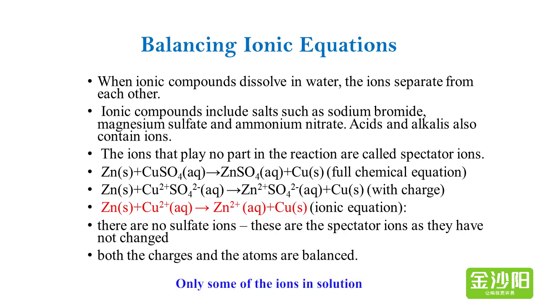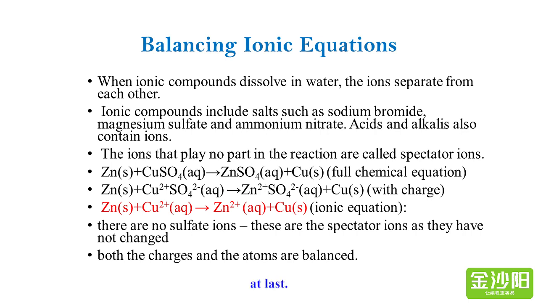Only some of the ions in solution take part in these reactions. The ions that play no part in the reaction are called spectator ions. An ionic equation is simpler than a full chemical equation. It shows only the ions or other particles that are reacting. Spectator ions are omitted. Compare the full equation for the reaction of zinc with aqueous copper sulfate with the ionic equation. In this process, the equation is rewritten in the form with charges, and then the spectator ions are cancelled.